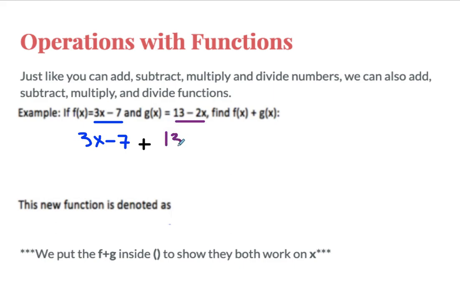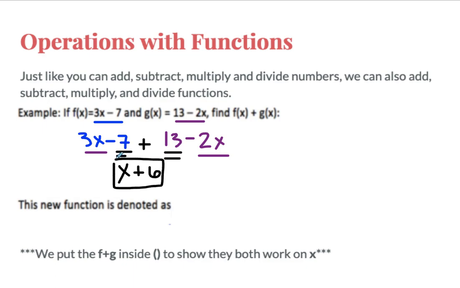So I'm just going to write these down and then combine my like terms. So my like term with 3x is negative 2x. So 3x minus 2x gives me 1x. And then negative 7 plus 13 is going to give me 6. So x plus 6 is my answer here.